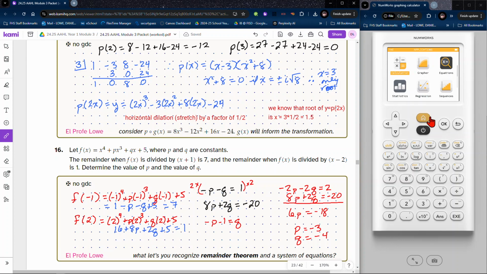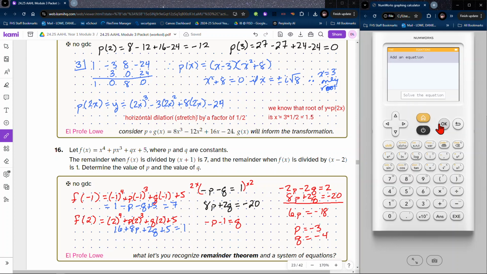Let's go ahead and use our NumWorks calculator to verify our solution to our system, and I'm going to solve it like this before any math. All right, so let's say that this was a calculator active question. I would say 1 minus p minus q plus 5 is equal to 7. That's one equation. And 16 plus 8p plus 2q plus 5 is equal to 1. If I solve that, we look to see our solution, and then we say, oh, hey, wait a second. Why do we have a different value to our work?